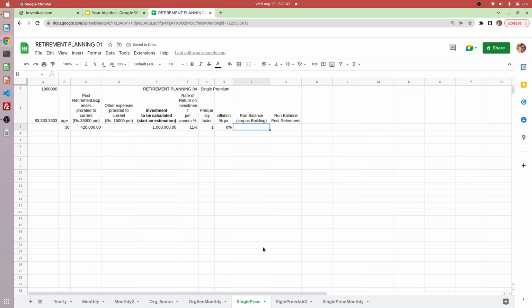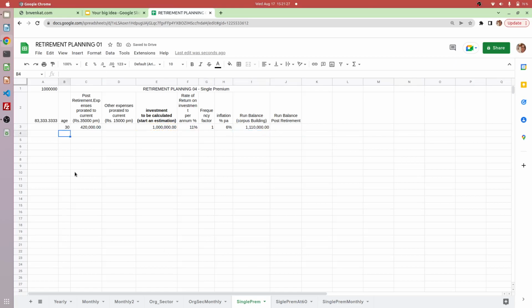Now the run balance or corpus building during the first year will be equivalent to a round off figure of investment. The investment field is here. Investment multiplied by 1 plus the return percentage divided by the frequency factor, comma 2 decimal places.